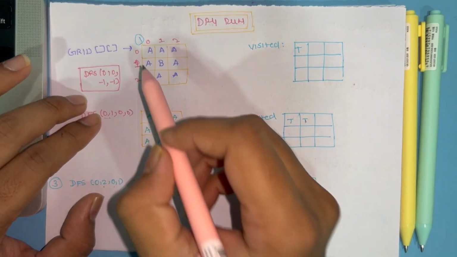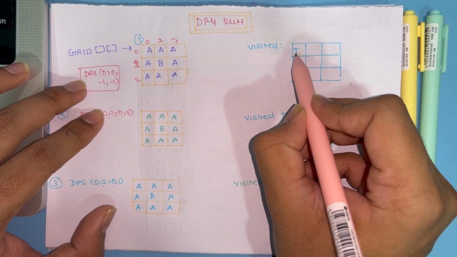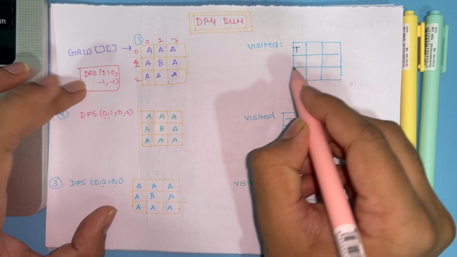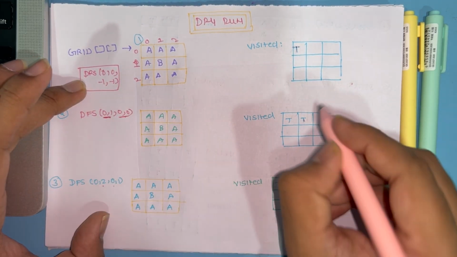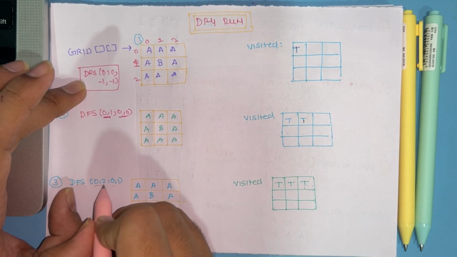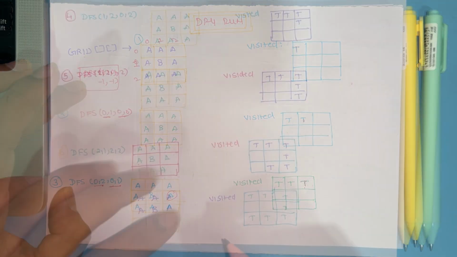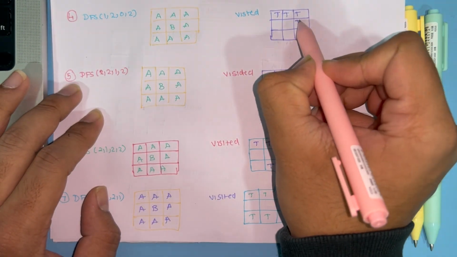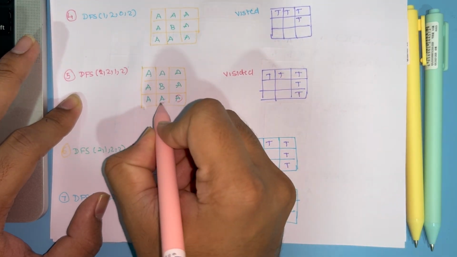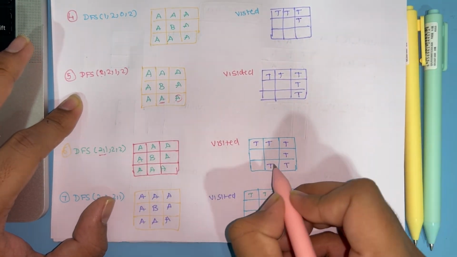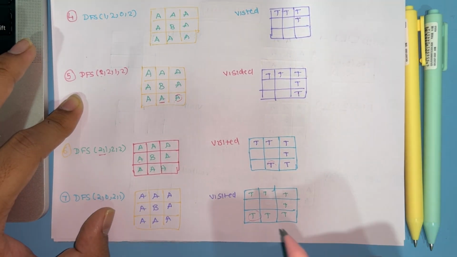Let's start our path from this A, which is at 0, 0. First we'll mark it as visited and then call the next DFS for 0, 1, where the parent cell is 0, 0. Mark it as visited, call for 0, 2, parent as 0, 1. Mark this as visited, call for this A. DFS for it, we'll mark this as true, call the DFS for 2, 2, mark it as true, call the DFS of 2, 1, mark it as true, call the DFS of 2, 0, mark it as true.